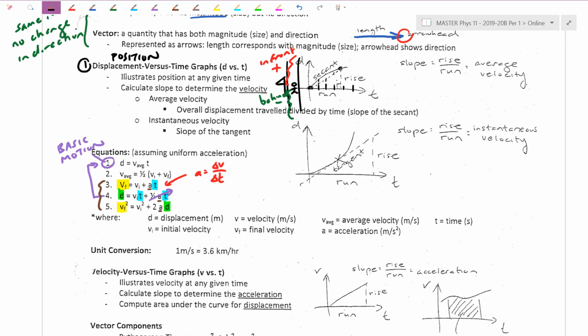Remember, one most important feature for the displacement time graph, we'll do a few examples later on, is the slope. If you look at the slope here, slope is rise over run. The rise is going to be a change in displacement. The run is going to be a change in time. If you rearrange equation number 1 here, d over t, that actually gives you your velocity. The speed of this person at any point in this motion here is given by the slope on the displacement time graph.